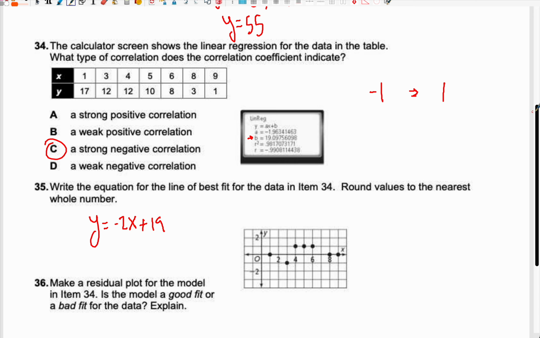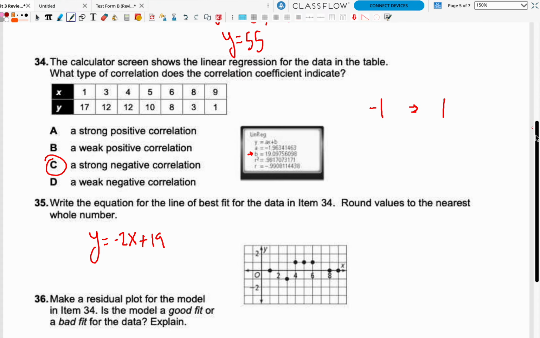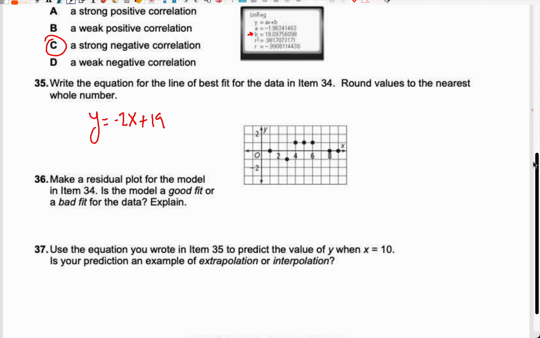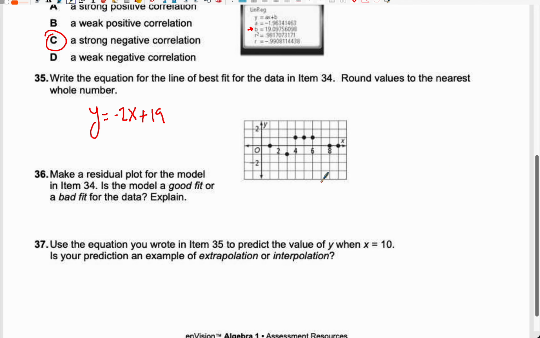Okay. Question 36. If I'd have had the foresight, I would have changed this question a little bit to make it match up better with what the test does. The question says make a residual plot. I've included a residual plot for you. This is the residual plot. You don't have to make one. You won't have to make one on the test. Don't worry about that. But we do need to do some work with residuals, and we're going to do that work right here.